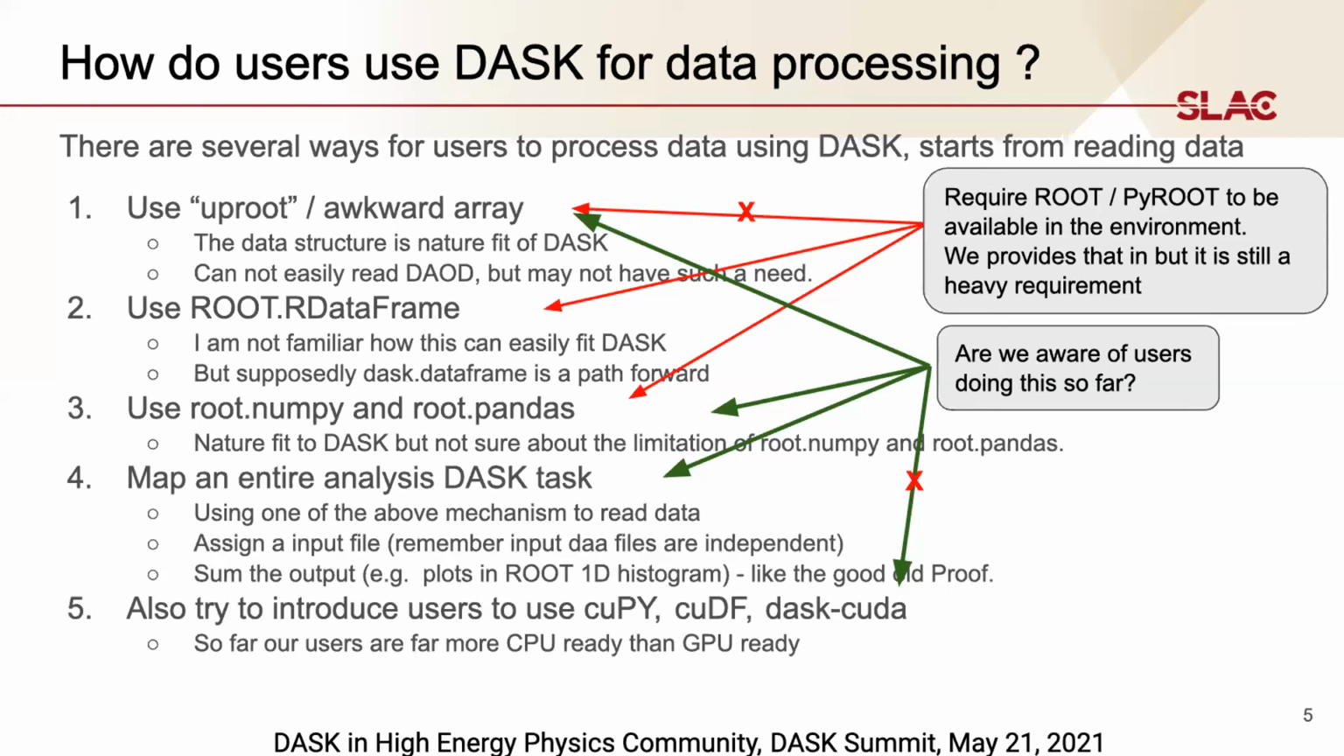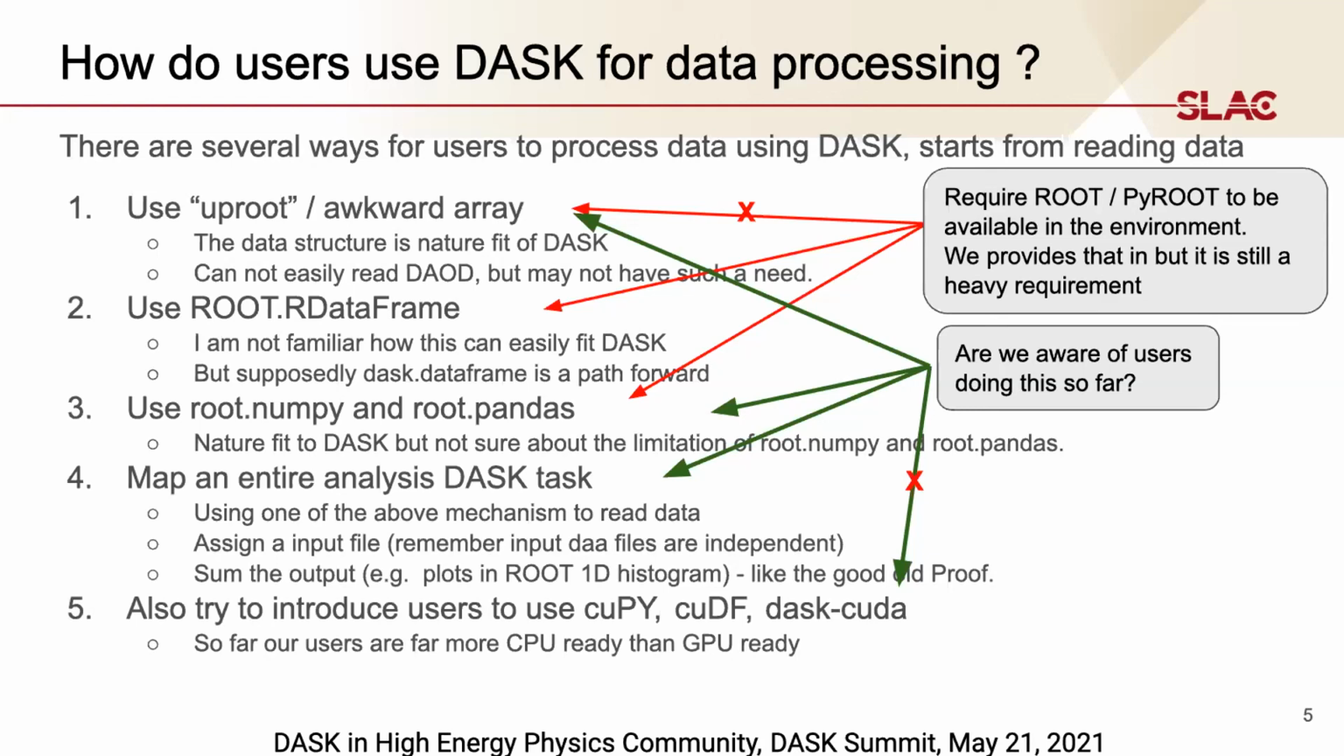That's probably very easy to get started, but I don't know what kind of limitations these packages will impose. I also heard that users use Dask in a way where they write their entire analysis first for an individual data file, and then probably use PyROOT or something like that. Then they map the entire analysis as a Dask task, use Dask just for scheduling, and assign an input file to this task. And then naturally they parallelize all these things, and at the end they get all the results together. So this is another way that we heard that they use Dask.